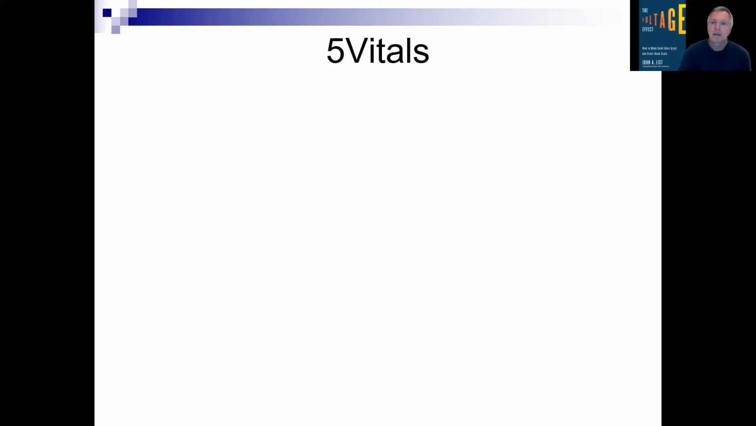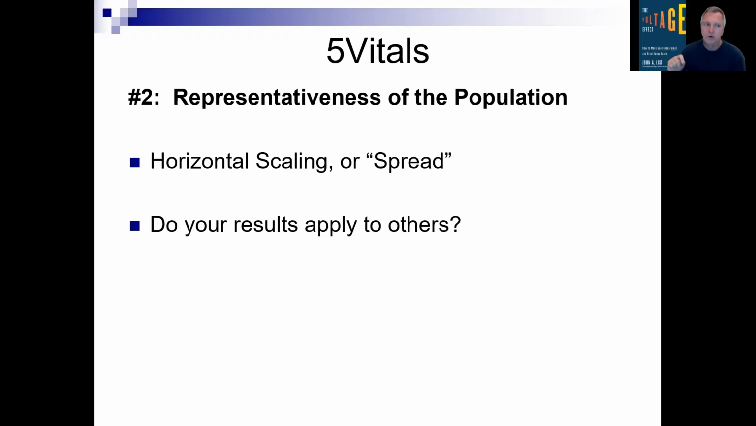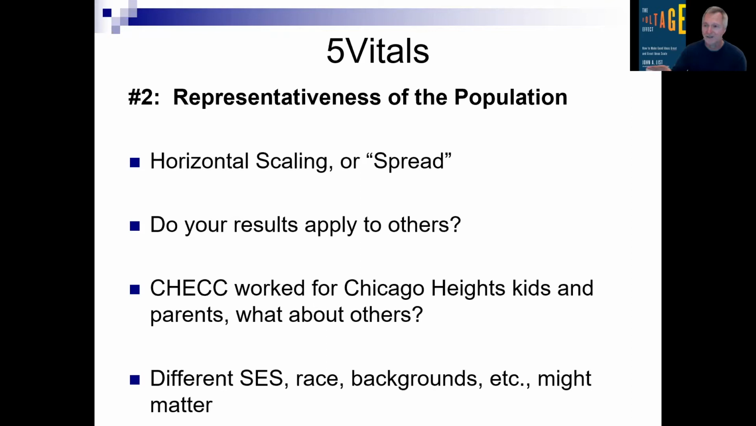Vital sign number two. In economics, I would call this representativeness of the population. So I want you to think about this as, does that result horizontally scale or does it spread? Do the results apply to others? Here, going back to Chicago Heights, you can say, look, that worked for those kids and their parents, but what about others who might be different socioeconomic status or different race, different backgrounds, et cetera?